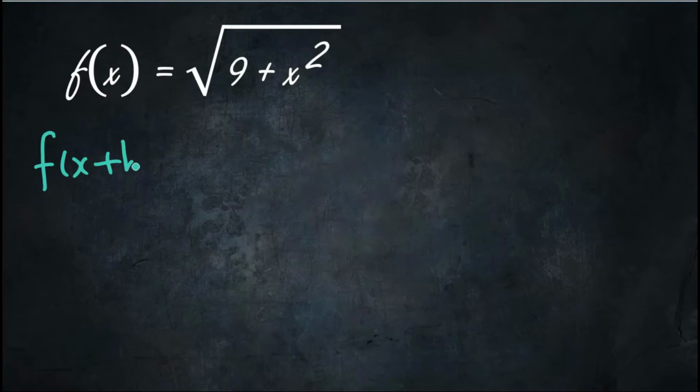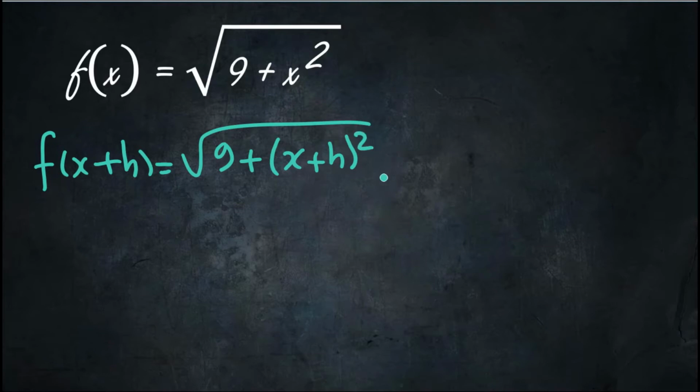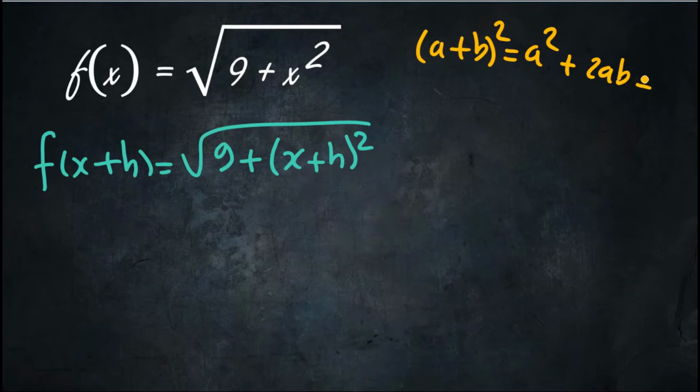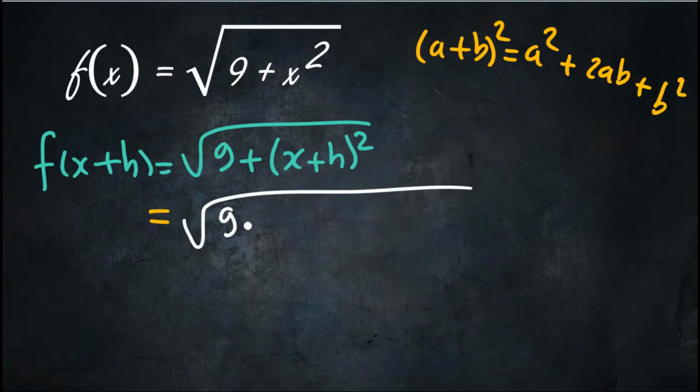Okay, f of x plus h is the square root of 9 plus x plus h squared. a plus b squared is a squared plus 2ab plus b squared. f of x plus h is the square root of 9 plus a squared, x squared, plus 2xh, plus b squared, h squared.